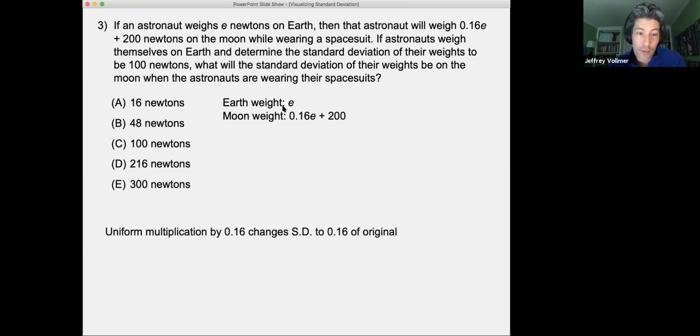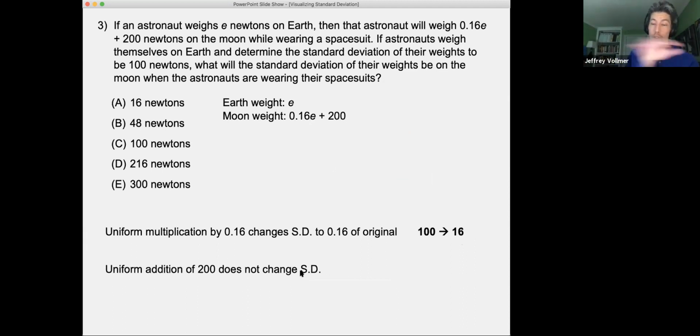So this is what that looks like. The first thing we do in our data set is we multiply everything by 0.16. So the original standard deviation should also be multiplied by 0.16. So we go from 100 to 16. The next thing we do to the data set is we add 200 to everything. That was that shift towards the positive end on the number line. Remember, those shifts without a stretch or a contraction don't change standard deviation at all. And so the 16 stays at 16. So this one is answer A.